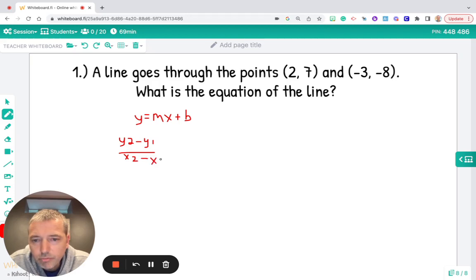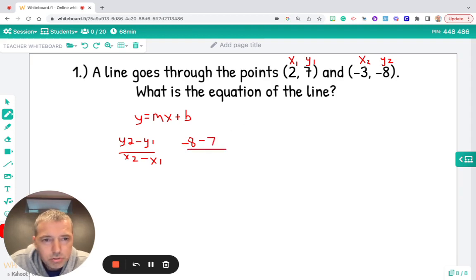Once I write the slope formula, I like to go back and label these, right? This is my first x and y, my first coordinate. It gets the 1s. This is my second x and y. It gets the 2s. Now I'm just going to plug them into the formula. So y2 is -8 minus y1, which was 7, over x2, which was -3, minus x1, which was 2.